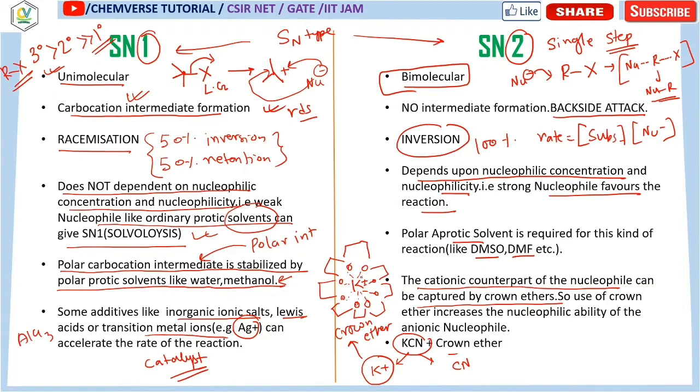So if we use crown ether along with KCN, that will capture the cationic counterpart of the reagent, and that will in turn increase the effectiveness of the nucleophile, or basically increase the nucleophilic ability of the nucleophile. So that will act as a catalyst. Over here crown ether could be considered as a catalyst of the SN2 reaction.